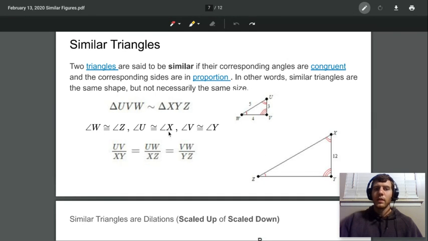Their angles are congruent, so their corresponding angles here: angle W is going to be congruent to angle Z. The arcs here represent that those two angles are the same size. Angle U is congruent to angle X. There are two arcs here, which signifies that these two angles are congruent. And then angle V is congruent to angle Y.